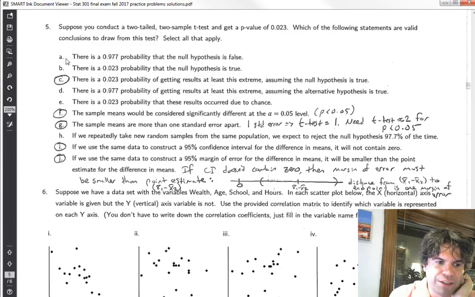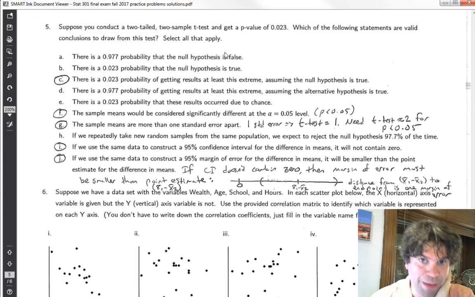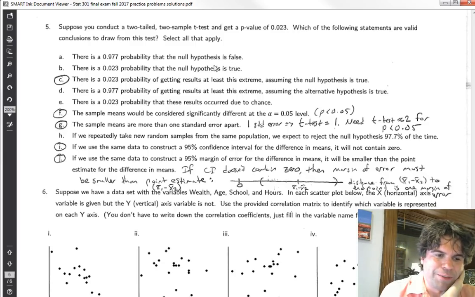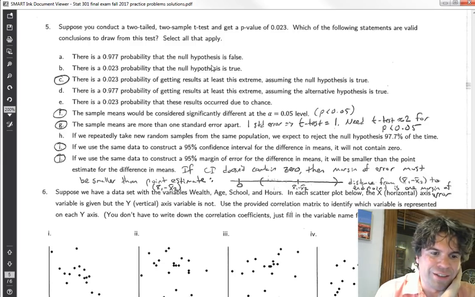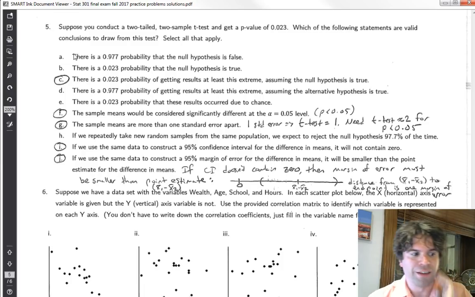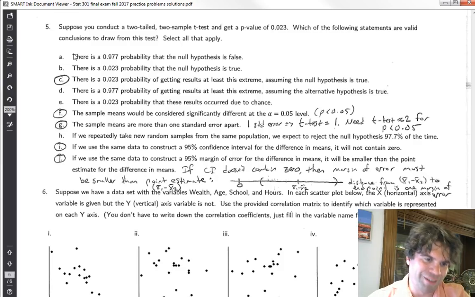Here are two things that are not the definition of a p-value. There is a 0.023 probability that the null hypothesis is true. No, no, no. This is the mistake that so many people make. I think the reason so many people make it is because this one is easier to understand. It turns out that the wrong interpretations for the p-value make more intuitive sense than the correct interpretation of the p-value. That's unfortunate, but we're using p-values, and so we better know what they are.